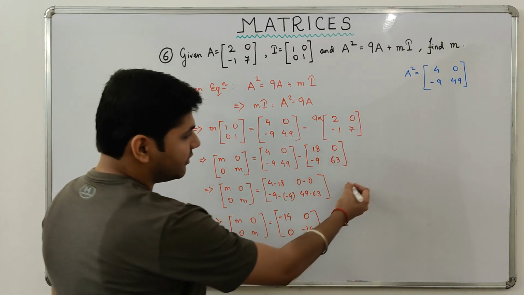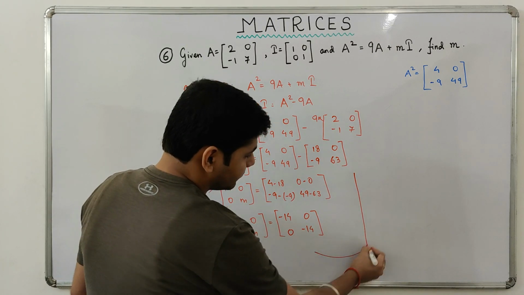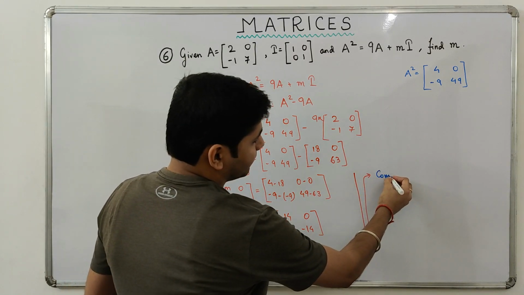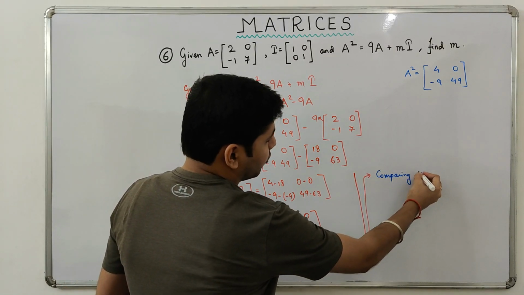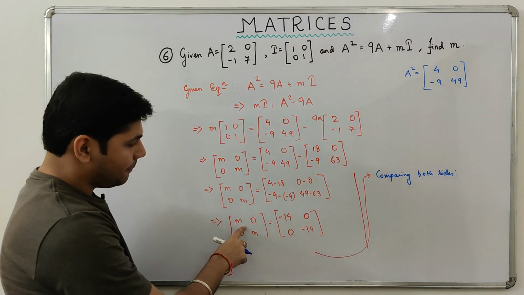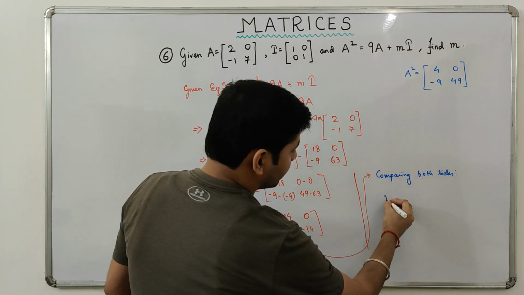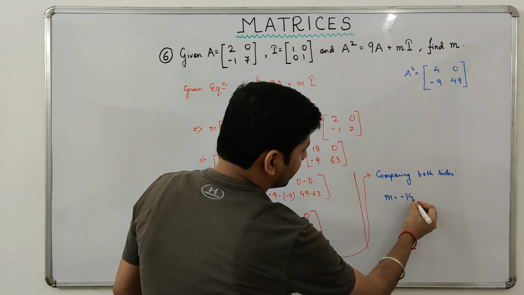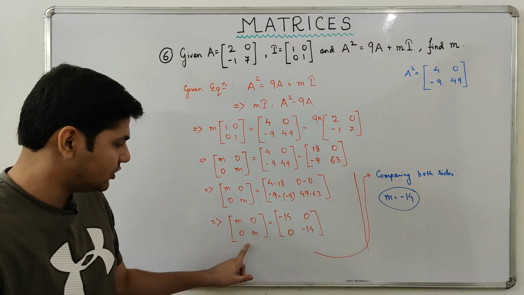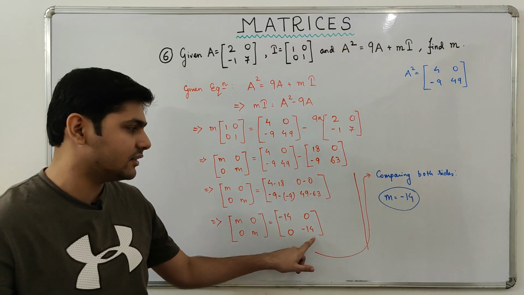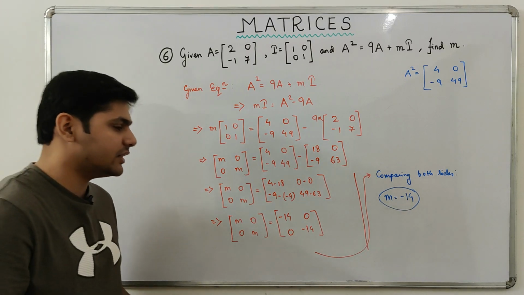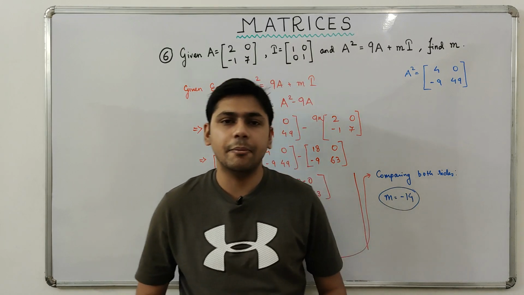So comparing both sides, we will get M is equal to minus 14, which is our answer. Simple. And you can see 0 is equal to 0, 0 is equal to 0, and then again M is equal to minus 14. Simple. Now guys, with the end of this question, we come to an end of the chapter matrices.